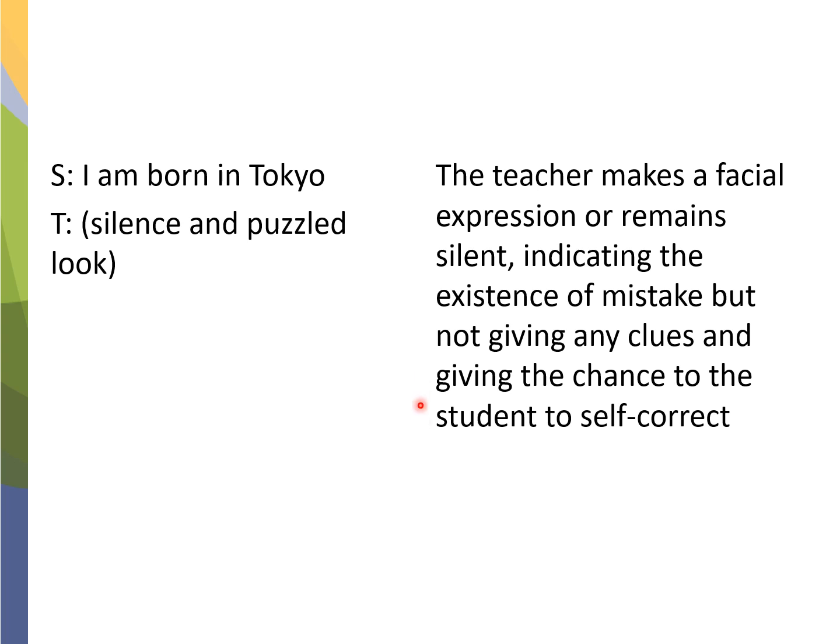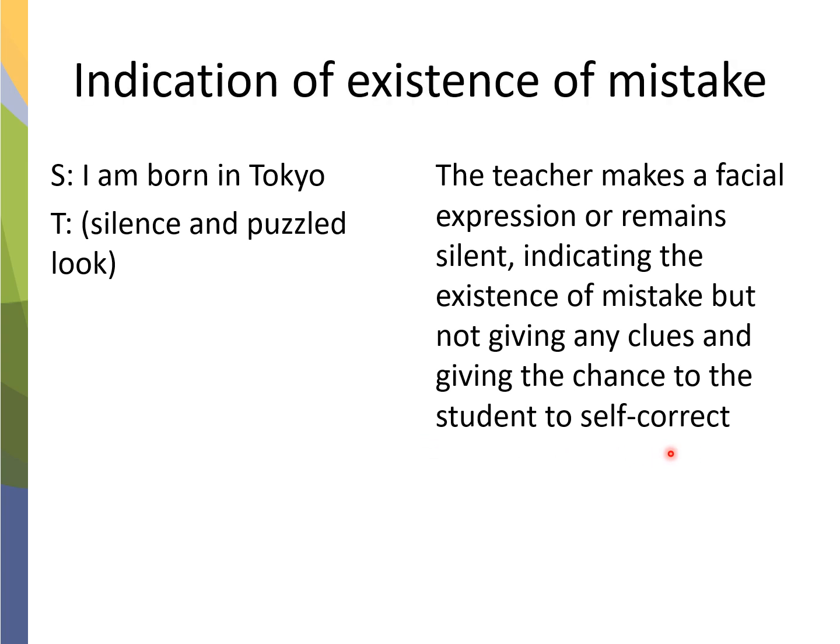And again, of course, since the teacher doesn't say anything here, this is definitely a technique to prompt student self-correction. And this is called indication of existence of a mistake. So this is quite similar to the elicitation technique we saw earlier. The only difference is that in elicitation, the teacher repeats part of the student's sentence. And in this technique, the teacher says nothing. The teacher is totally silent.